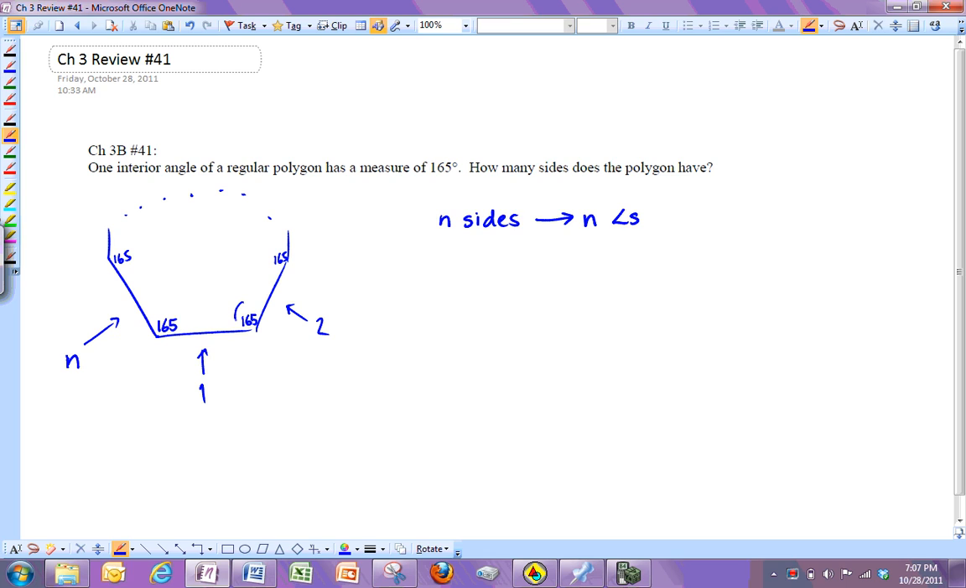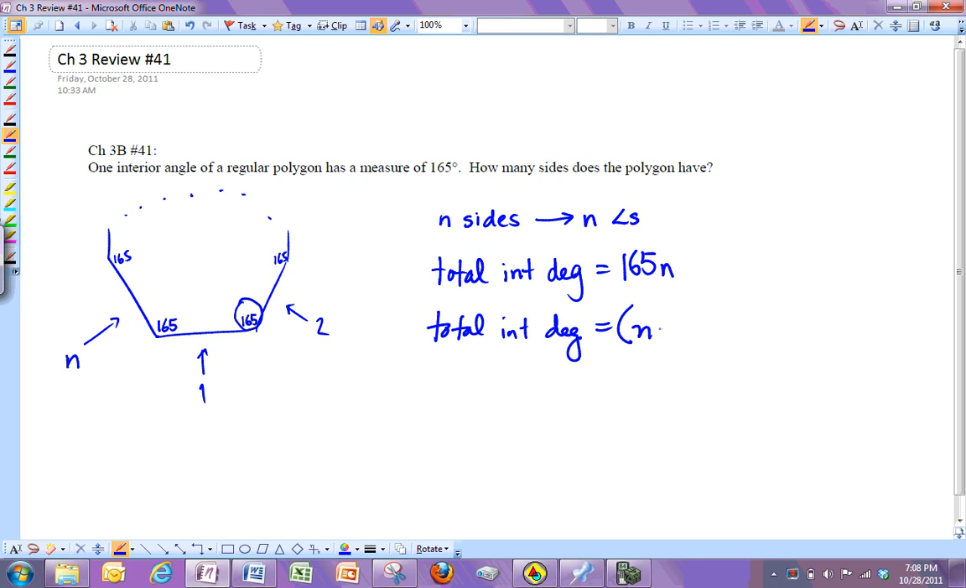And if I know every single angle is 165 degrees, then my total interior degree sum is going to be 165 times n. I have n of them, and each one's 165, so you multiply them together to get the total. Okay, so that's that. Now let's think about another way of getting the total interior sum. It turns out we've already learned a formula that says n minus 2 times 180 gives that total interior.